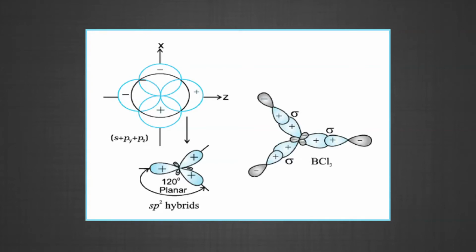The three hybrid orbitals so formed are oriented in a trigonal planar arrangement and overlap with the 2p orbital of chlorine to form three B-Cl bonds. Therefore, in BCl3, the geometry is trigonal planar with a Cl-B-Cl bond angle of 120 degrees. The figure shows you the formation of sp2 hybrids and the BCl3 molecule.